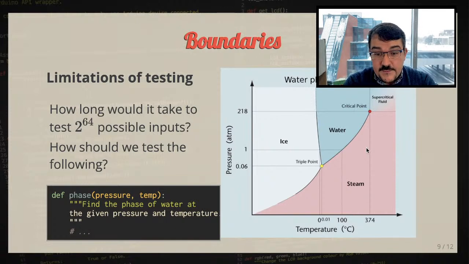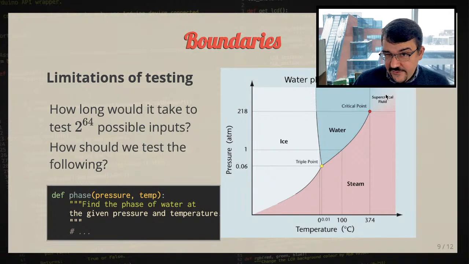So give me some examples from this diagram of pressure, comma, temperature pairs that you would use as inputs. Okay, so someone says test at 100 degrees Celsius. Okay, 100 degrees Celsius and what pressure? Okay, so someone suggests that we test at 230 atmospheres and 400 degrees Celsius. Then you would expect to get a funny answer, which is supercritical fluid.